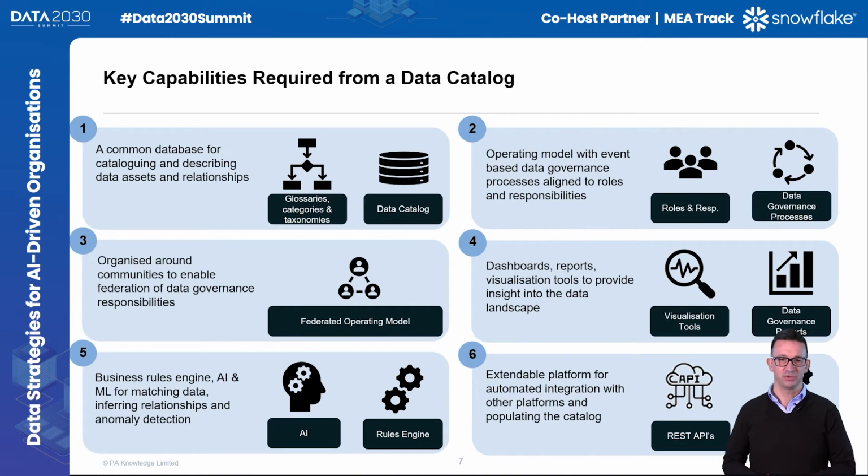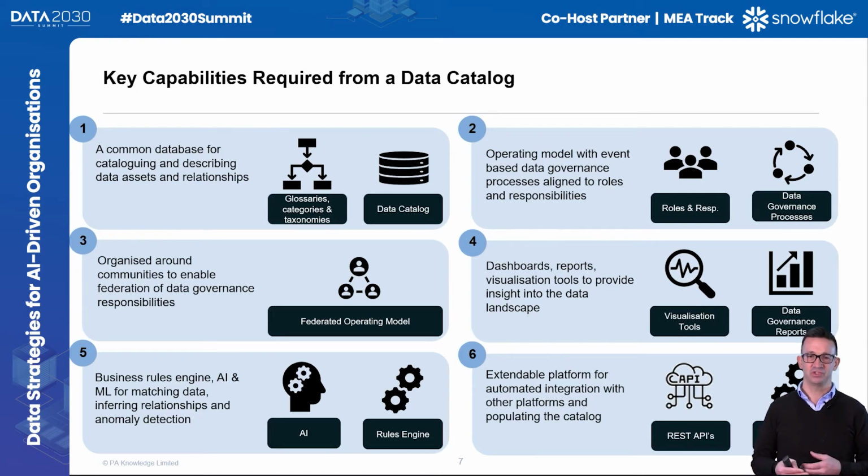You also need to make sure that you've got dashboards, reports, and visualization tools. Again, a lot of the information in the catalog is about relationships, so you need to be able to visualize the relationships between the data. It's really important that you have a tool that users are able to effectively use. I've seen a number of catalog tools out there where business users have turned around and said, I cannot work with this. It is too difficult to understand. So you need to look at the reporting capability and the analytical capability that the catalog has.